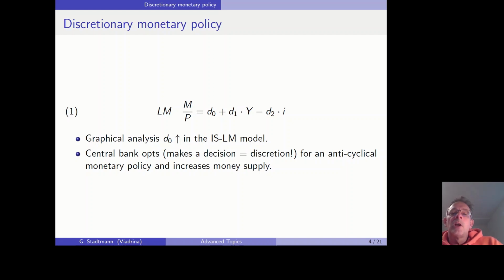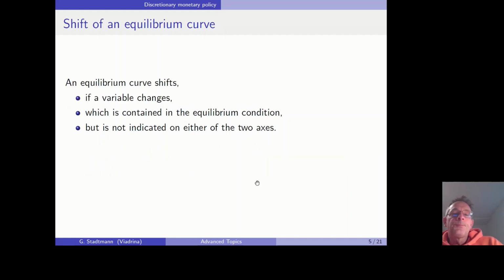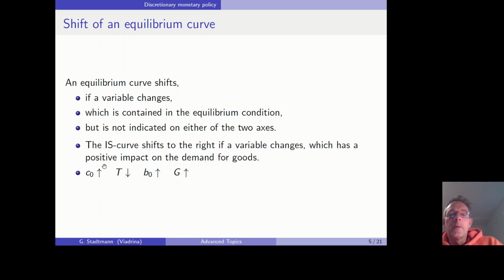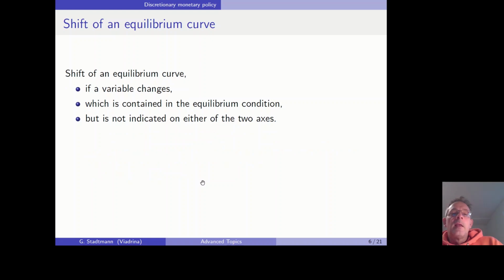Let's refresh our knowledge with respect to the ISLM model. So, what about the IS curve? The IS curve shifts to the right in case that one variable changes which has a positive impact on the demand for goods. So in case that the autonomous component of consumption increases, in case that taxes decrease, in case that investment increases, or in case that the government increases government spending, the IS curve shifts to the right.